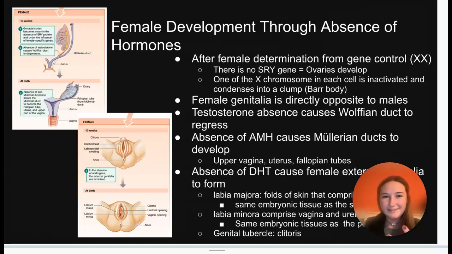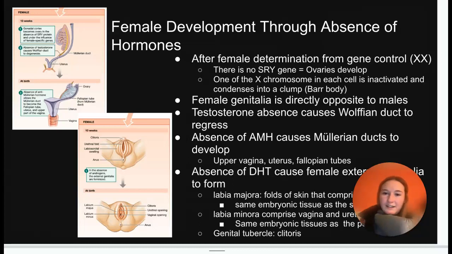male development, or I should say the opposite, because it's the absence of hormones, so there is no SRY gene, so the ovaries develop, which means there will be no AMH, there won't be any testosterone, and there won't be any DHT, so those things cause all the female reproductive structures to kind of develop. I kind of call it the default setting, because nothing's going on, no hormones are really being secreted, so the default is to be female.